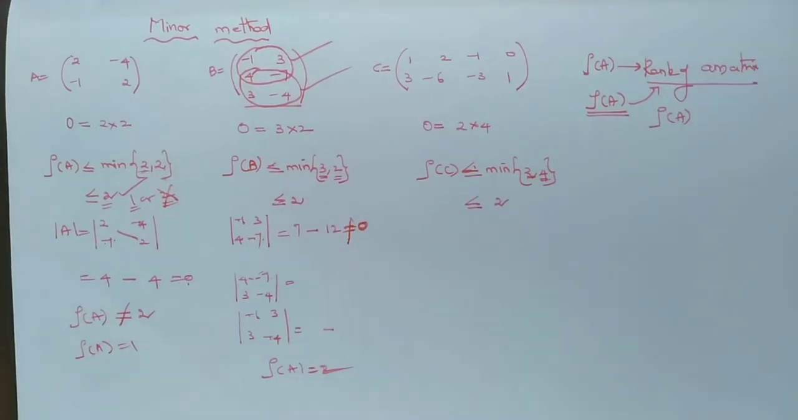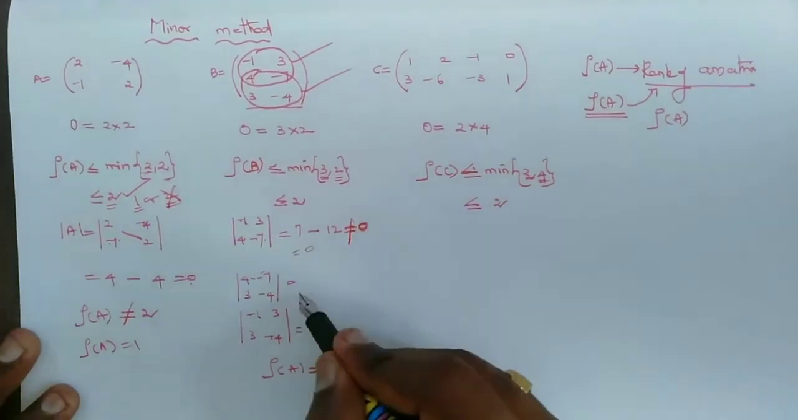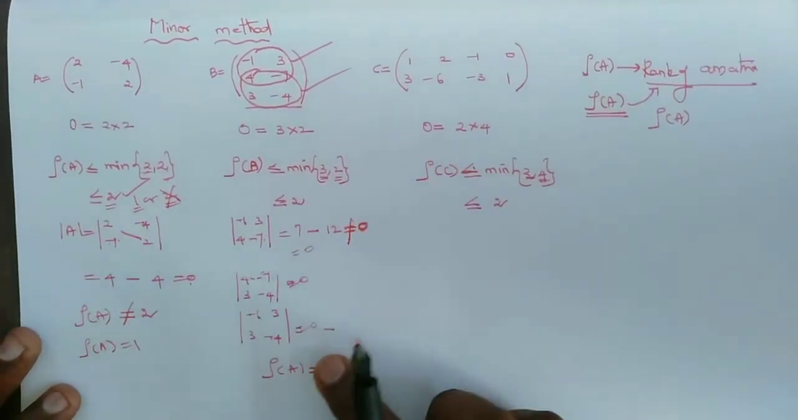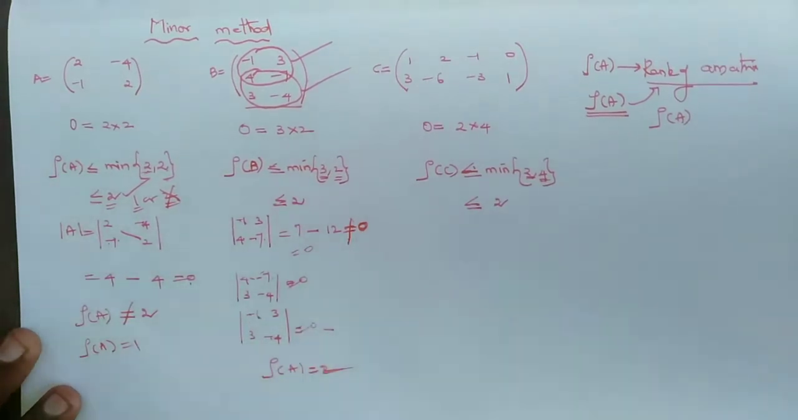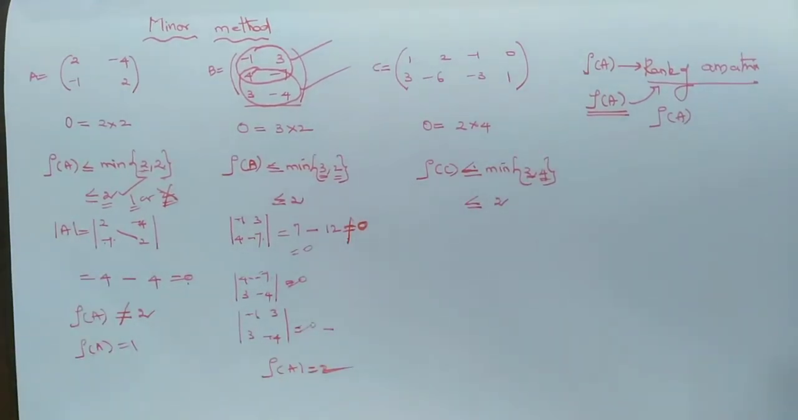That's all. If suppose this one also 0, this one also 0, this one 0, the rank of A cannot be 2, rank of A should be 1. That's all. Rank of A should be 1.